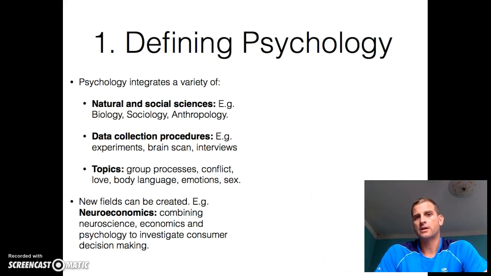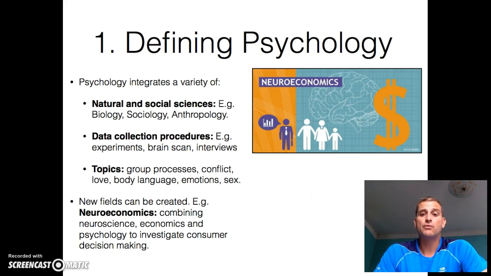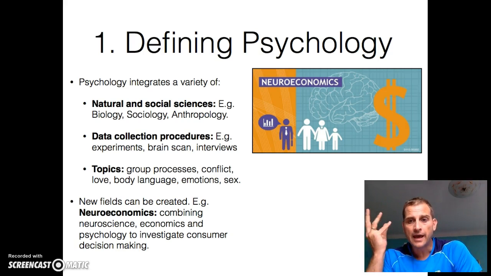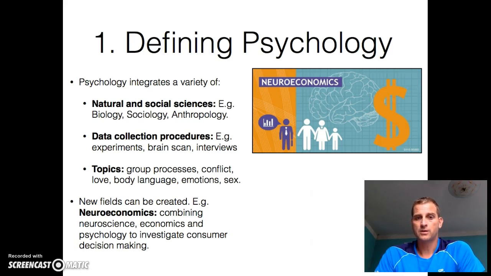This interaction and integration of many different facets of science actually leads at times to the creation of entirely new fields of research. The example they use in our book is neuroeconomics. This is combining neuroscience, economics, and psychology to investigate consumer decision making. The example in the book is when certain people are faced with a high price in a shopping situation, particular areas of their brain are lit up. So again, we see this neuroscience, economics, psychology blend to create an entirely new area of research.